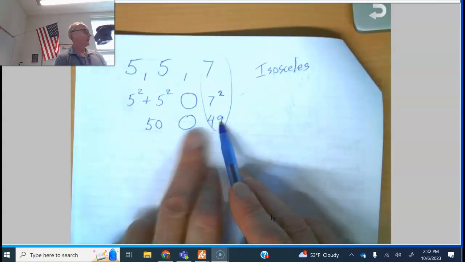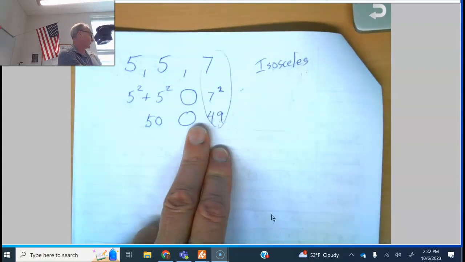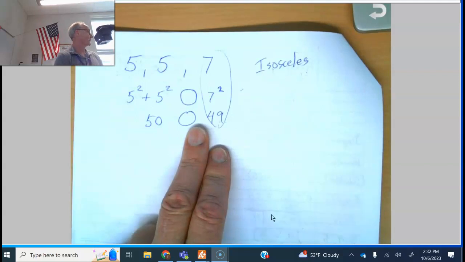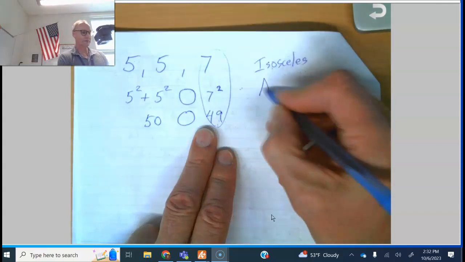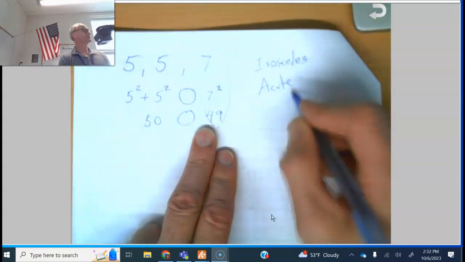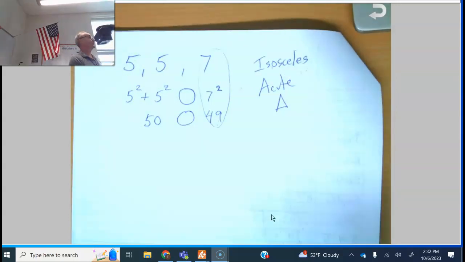No, if it's above 90. 90 is the key. 90 is just right. Acute is smaller than 90. This is going to be about 89 degrees, guys. It's going to be really, really close, but it is acute because the third side is too small. If you were to look at it, you wouldn't be able to tell.